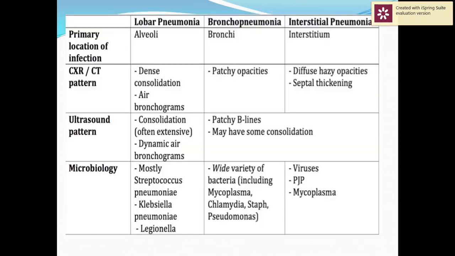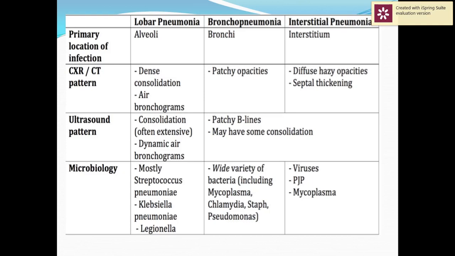Of course in lobar pneumonia the problem is the primary location of infection in the alveoli, bronchopneumonia in the bronchi, and interstitial pneumonia in the interstitium. Usually in the chest X-ray, dense consolidation with air bronchogram in lobar pneumonia. In bronchopneumonia patchy opacity. In interstitial pneumonia diffuse hazy opacity with septal thickening.